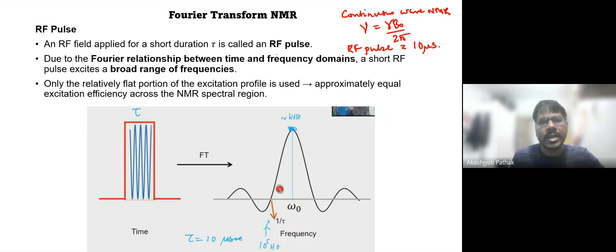That is why they are called RF pulses. So we apply an RF pulse. An RF field applied for a short duration tau is called an RF pulse. You can see this in the figure, which was there in the lecture slide.